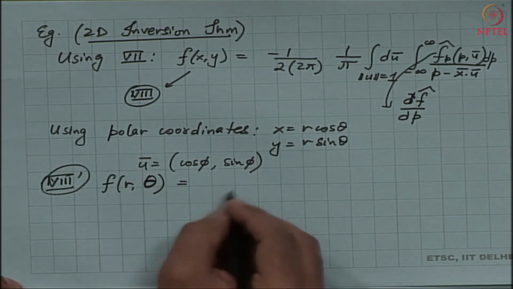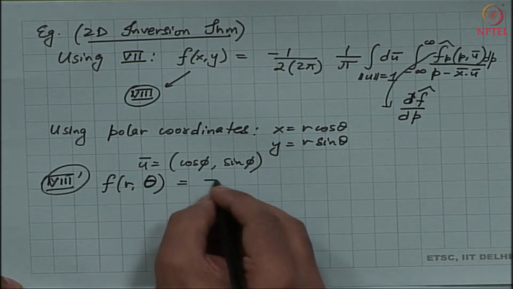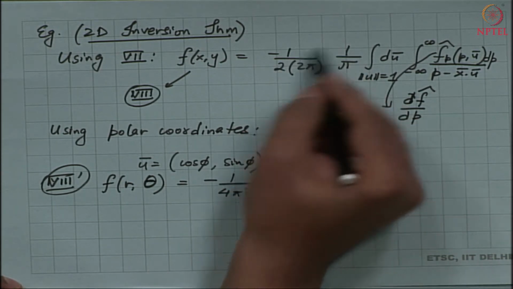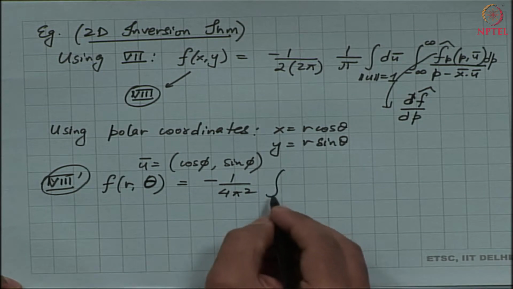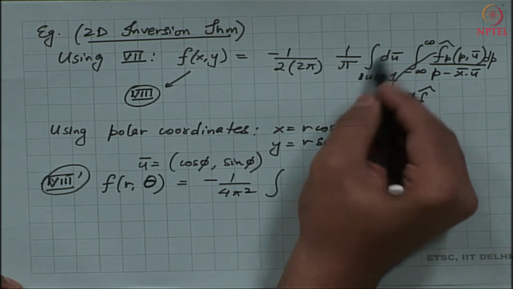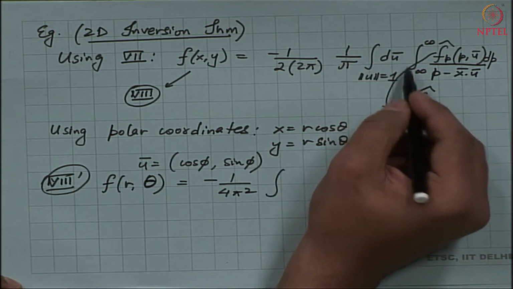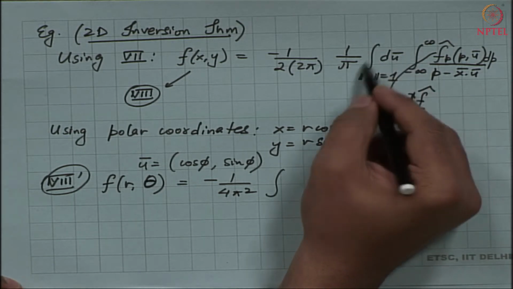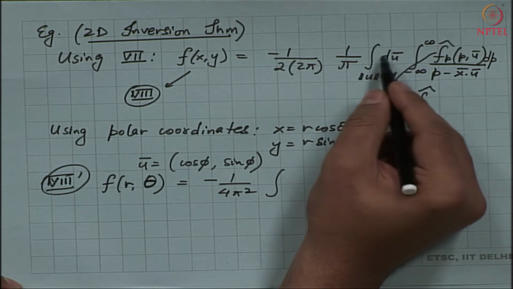My inverse function looks as follows. So, I get negative 1 by 4 pi square, with all these factors here, times the integral du over all the hyper surface. So, this will be the surface of the sphere in 3D. So, this will be S2.